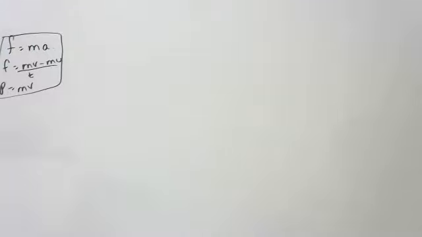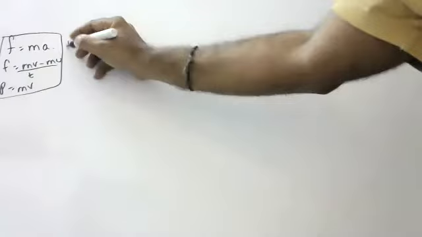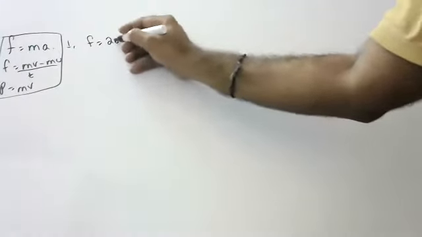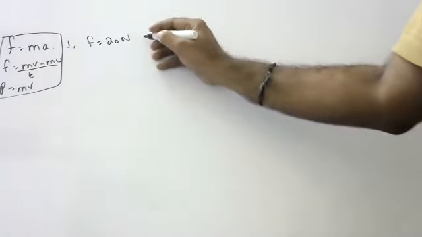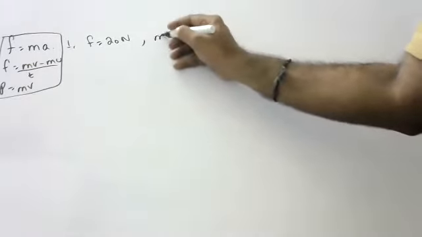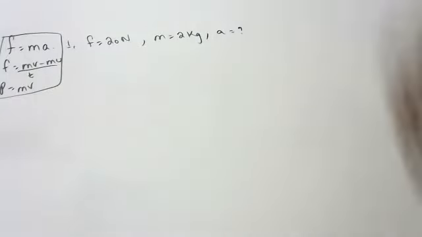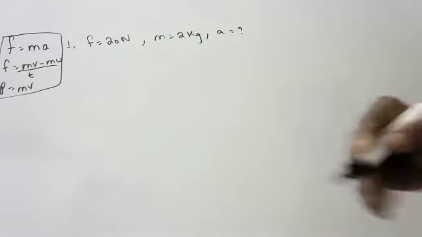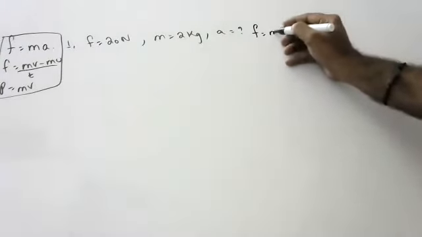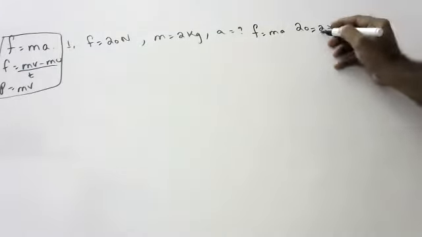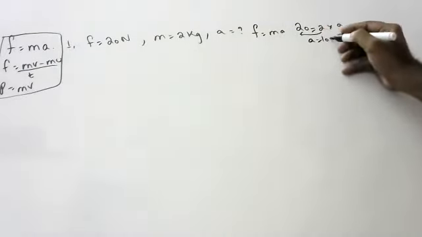Okay, first question. If you know, you can tell me, children. A force of 20 newton changes the position of a body. If the mass of the body is 2 kg, what is the acceleration? Sir, 10 meters per second. So, children, F is equal to MA, that is 20 is equal to 2 into A. 2 will go down, A is equal to 10 meter per second square.